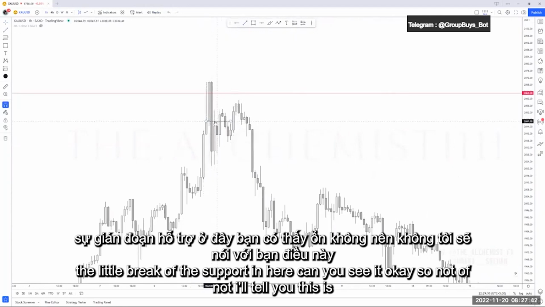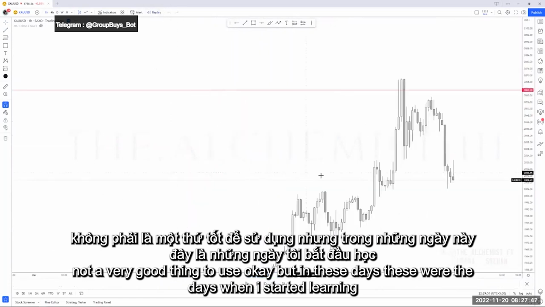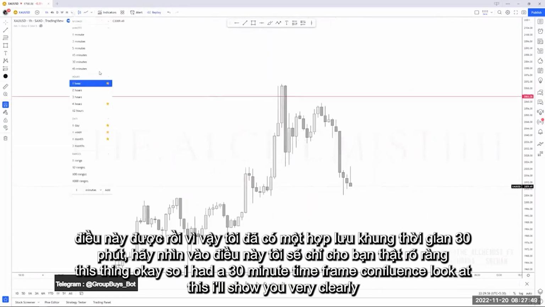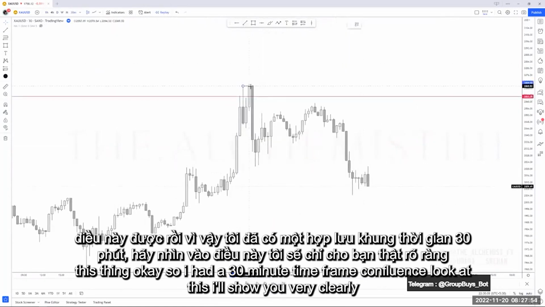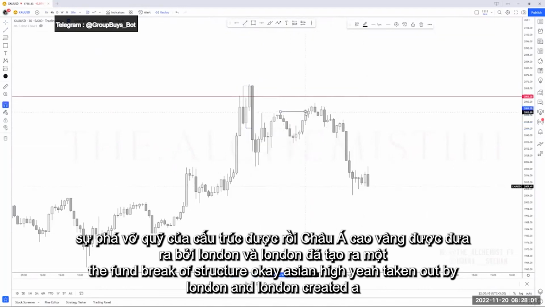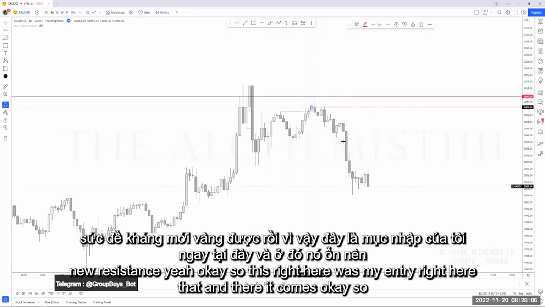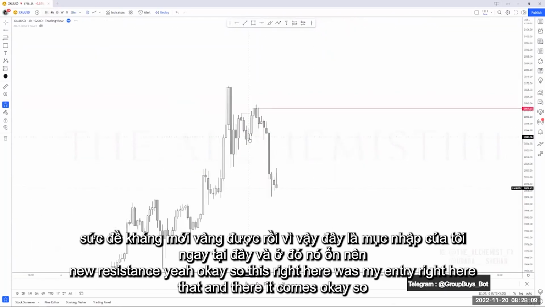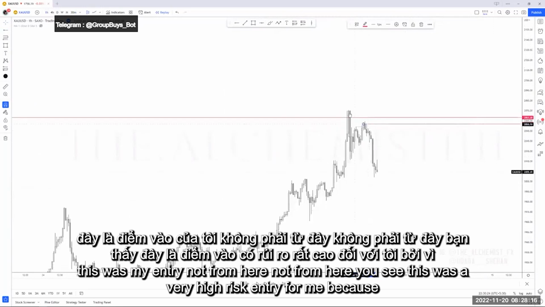Can you see it? I'll tell you, this is not a very good thing to use, but in those days, when I started learning this, I had a 30-minute time frame confluence. Look at this, I'll show you very clearly. Top fund, breakout structure. Asian high taken out by London, and London created a new resistance. So this right here was my entry, not from here.